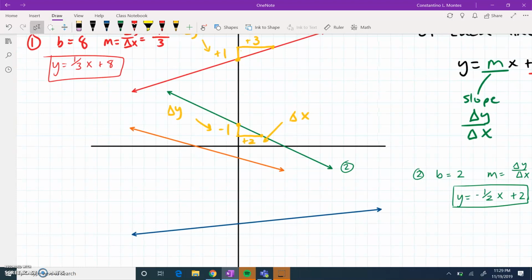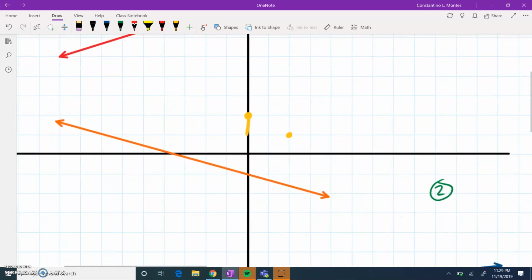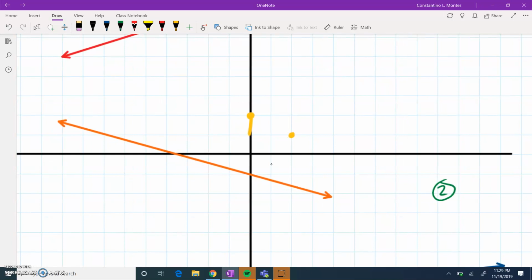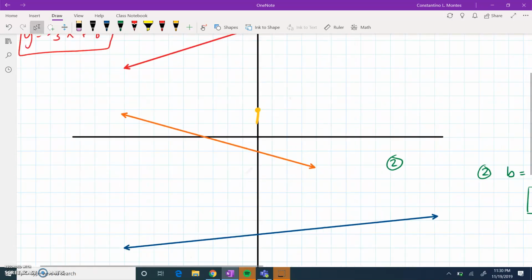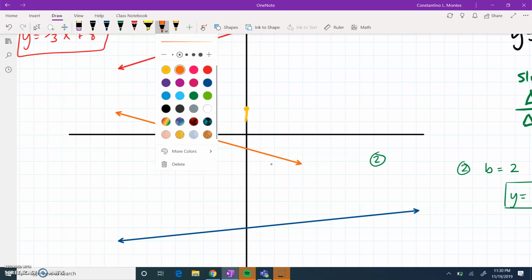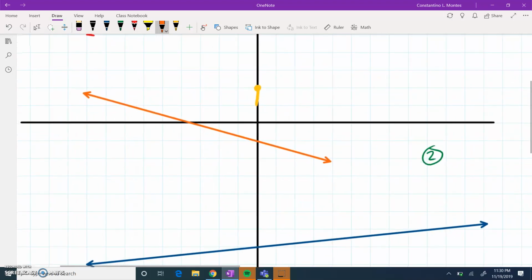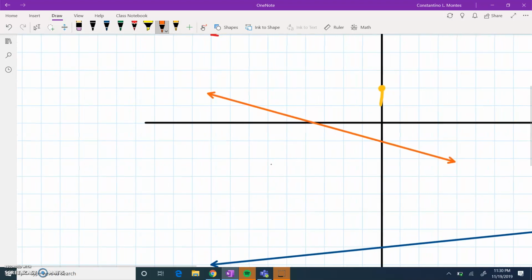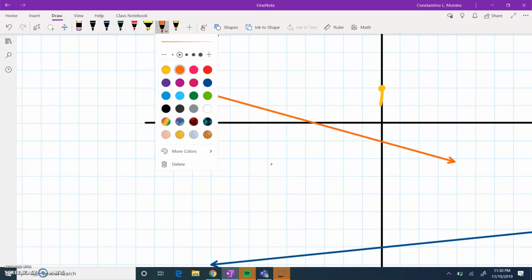Okay, so I'm going to get rid of some of this stuff. Let's get rid of that. Let's get rid of that there. Let's get rid of that. And now let's go ahead and try and find the equation of that orange line that we have there. Let's see if I can switch this to orange. Okay, very good. Again, everything works exactly the same way.